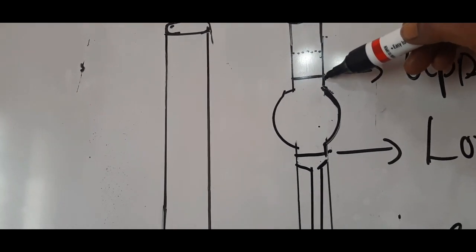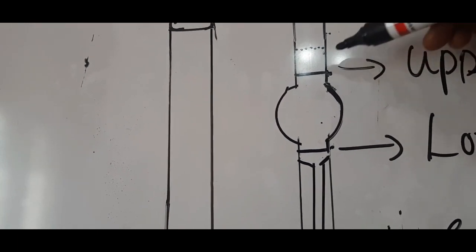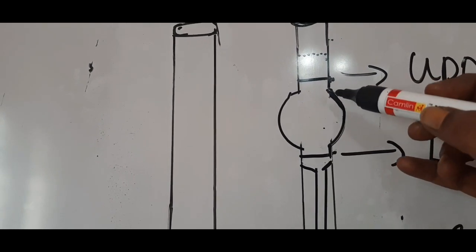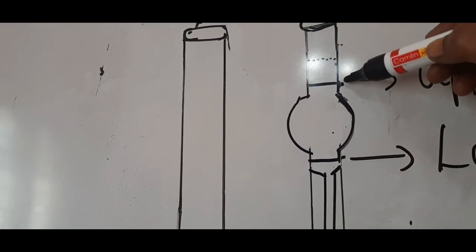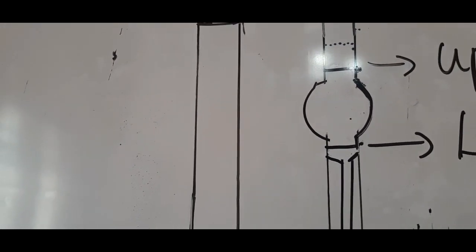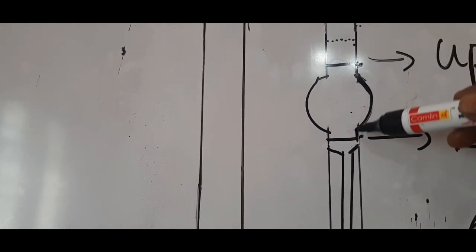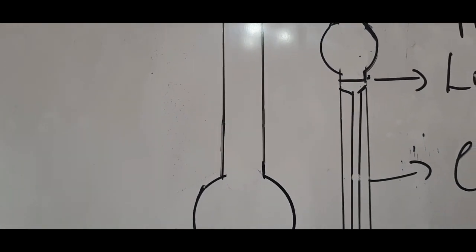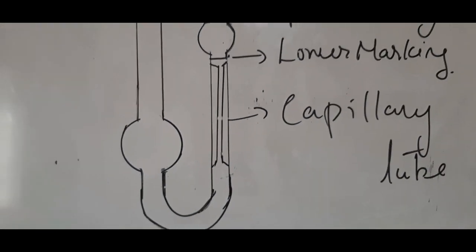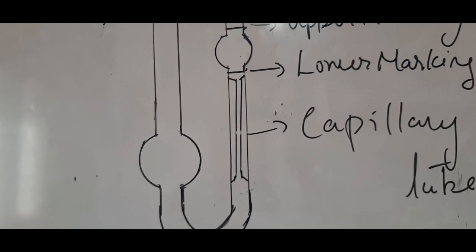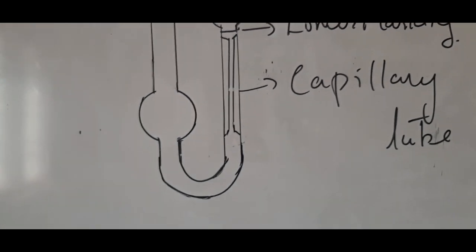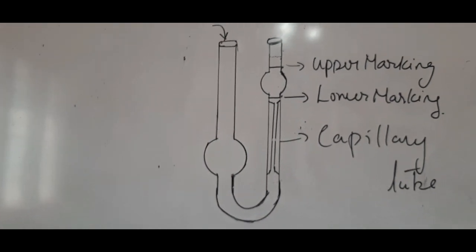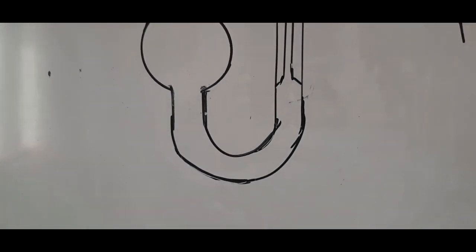You have to note down the time taken, which will be in seconds, when the liquid flows from the upper marking to the lower marking. Flow time you have to find out. Different concentrations of the polymer solution have to be prepared, and for each concentration as well as for the solvent you need to find out the flow time.